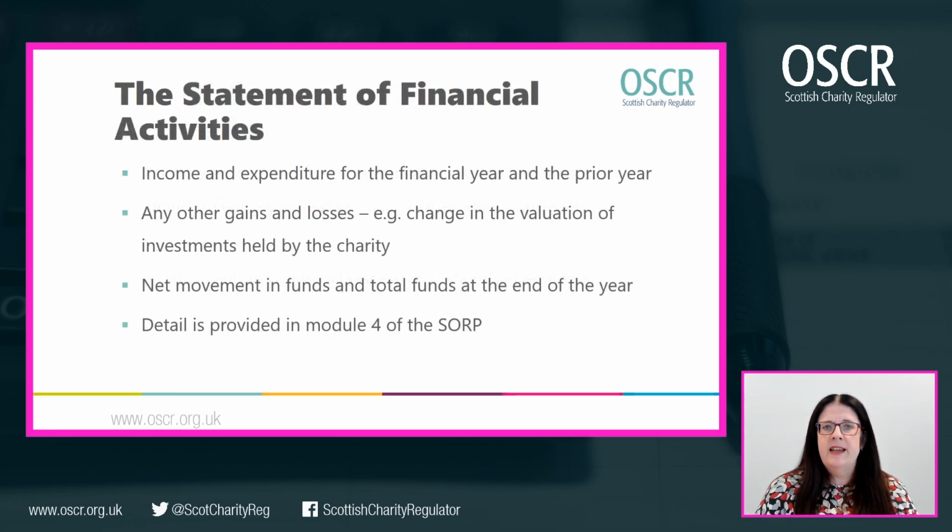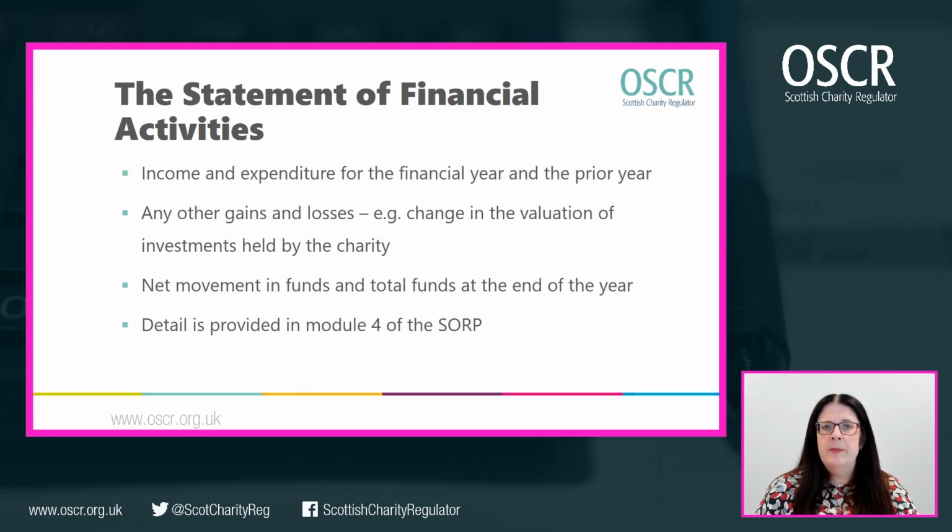In terms of the financial statements for a set of accrued accounts, the first statement is the statement of financial activities. This shows the income that has been received by the charity in the year and the expenditure that's been paid out. It also will show the figures for the prior year, the comparative figures that we talked about earlier.